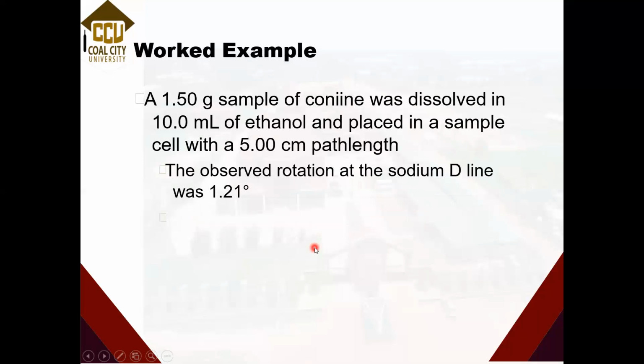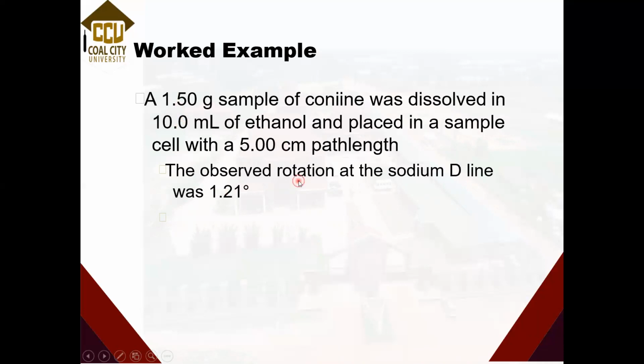Now let's see a worked example. A 1.50 gram sample of quinine was dissolved in 10 mL of ethanol and placed in a sample cell of 5 centimeter path length. The observed rotation at the sodium D line was 1.21 degrees. This is the observed rotation. This is the gram, and this is the solution. This is the mL. This is our path length.